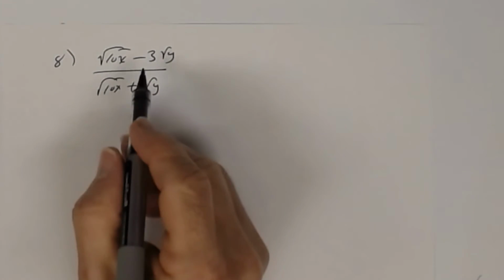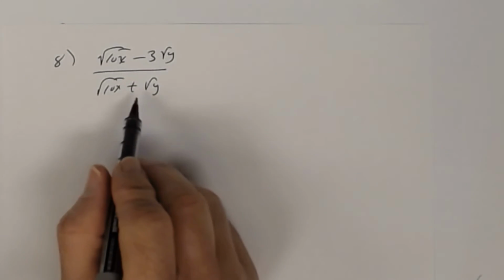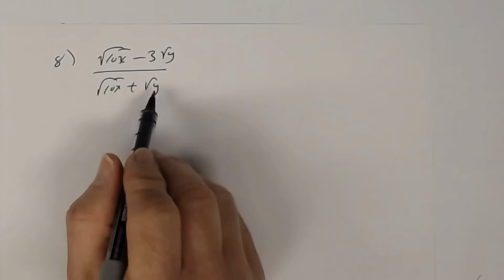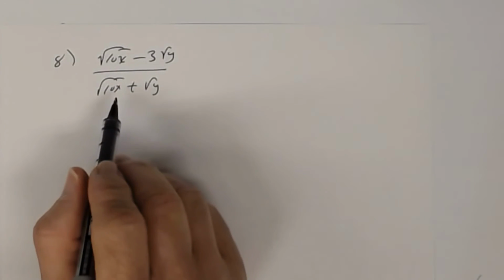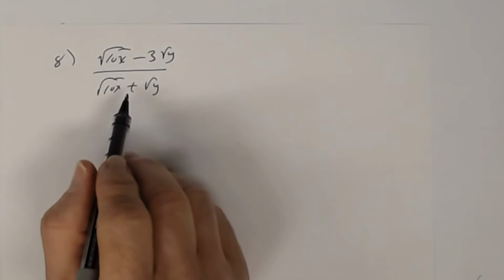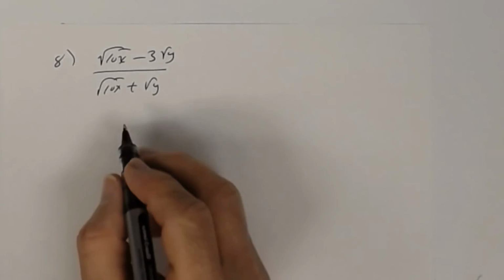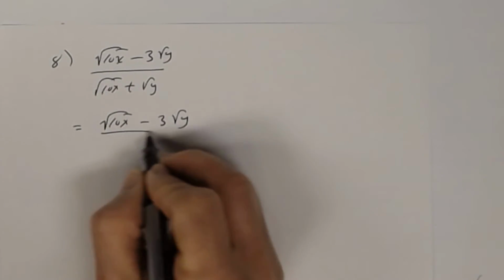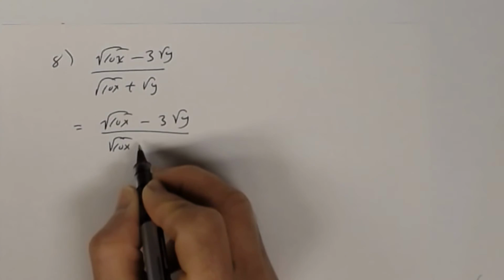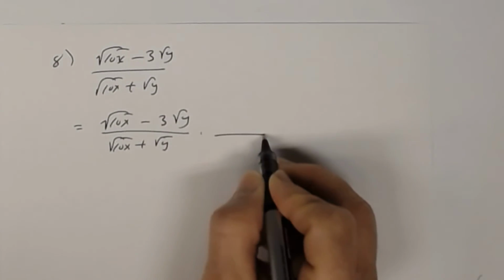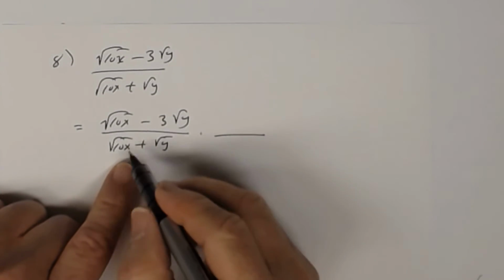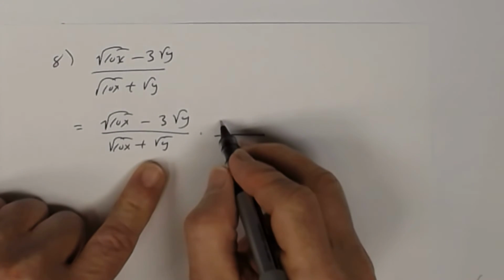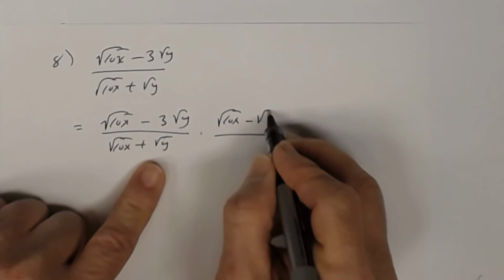And so again, I have two terms in the denominator, and both of them have a square root. And so I'm going to use the conjugate to get rid of those square roots in the denominator. So I'm going to multiply both numerator and denominator by the conjugate of the denominator. So remember, the conjugate of the square root of 10x plus the square root of y is the square root of 10x minus the square root of y. Okay?